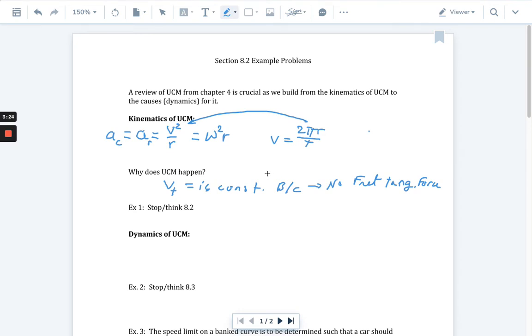So the stop and think thing in section 8.2, you can take a quick look at. I had to pause for a cough break, so sorry about that.